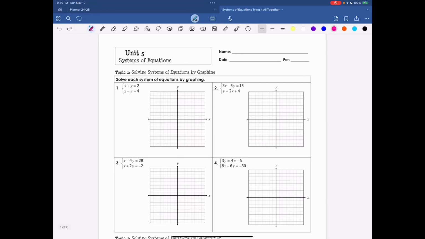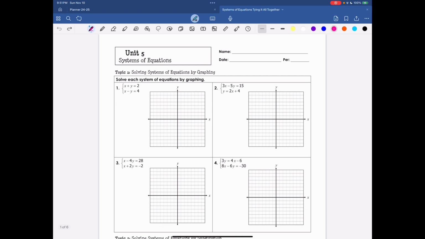For today's assignment, we are tying it all together. So what I mean by that is now that you have learned 4 different methods on how to solve a system of equations, I want you to look back and practice all 4 methods. So remember, you learned the graphing method, the substitution method, the elimination method, and then matrices.